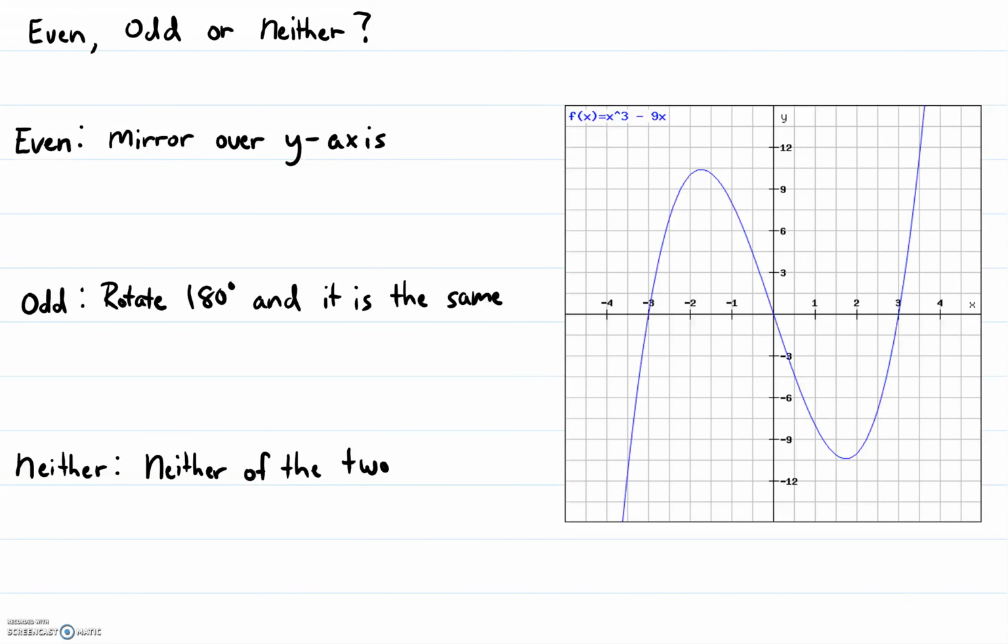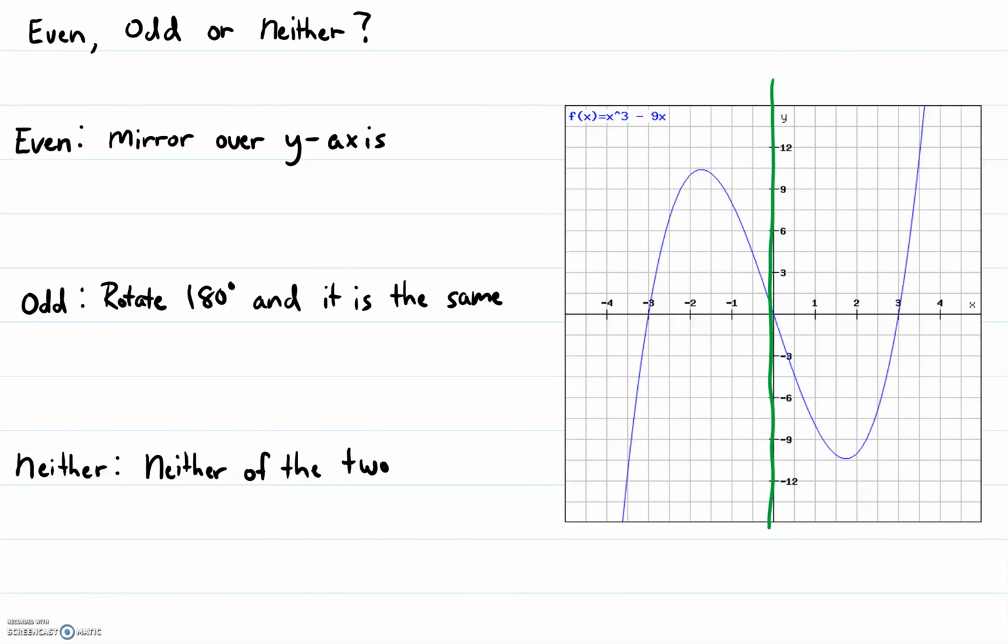So if it's going to be an even function, then the graph of the function or the curve is going to be a mirror image over the y-axis. So let's go ahead and test for that. Looking at the y-axis, I'm just going to shade it green. If this were going to be an even function, then what happens on the left-hand side of that green line should be the same as what happens on the right-hand side, exactly like a mirror image.